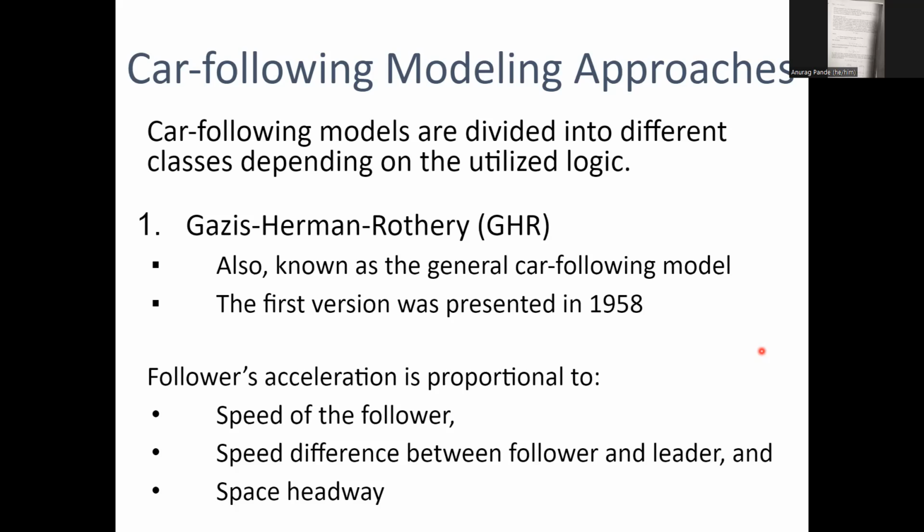The follower's acceleration is proportional to the speed of the follower, the speed difference between the follower and leader, and the space headway. So these are good parameters to play with when you're trying to affect the behaviors of the users in a system, in a simulation model. And again, these notes are available on your Canvas page, so you don't necessarily have to write all of this down.